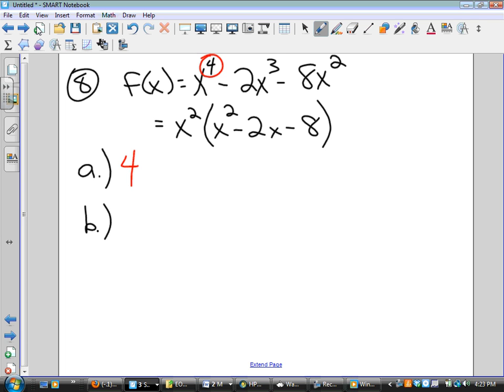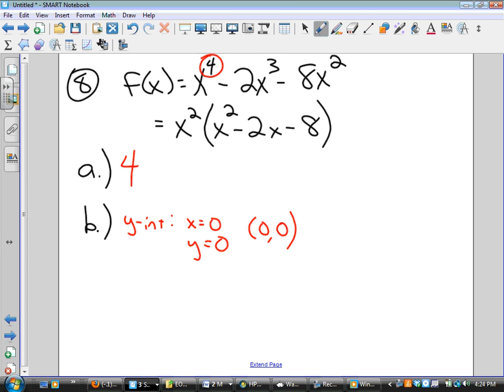Okay, so to find the y-intercept, that's the easy part. All we have to do is plug in 0 for x. So to find the y-intercept, plug in 0 for x. So if we do that, guess what we get? We get 0 minus 0 minus 0. And in that situation, that's going to be 0. So the y-intercept is 0. So the y-intercept is actually the point (0, 0).